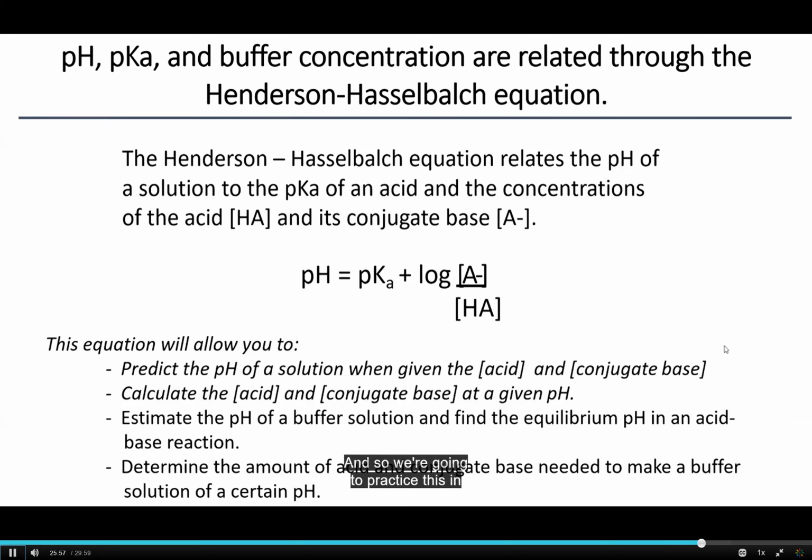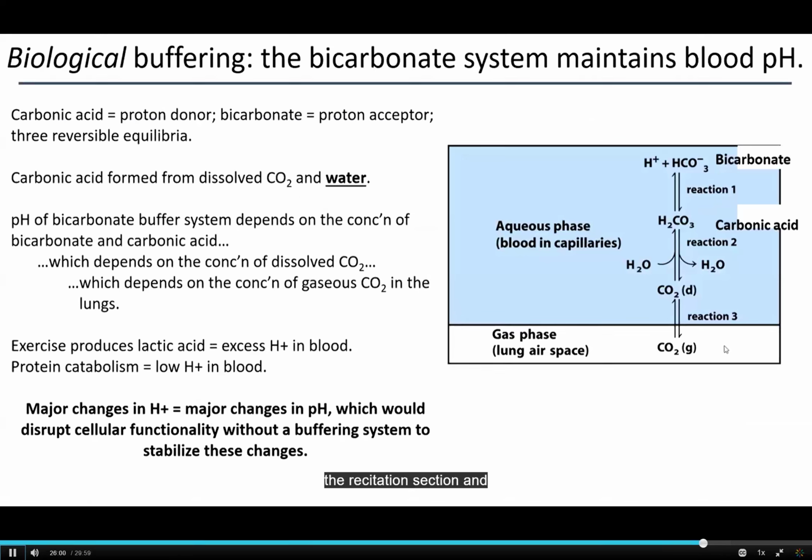And so we're going to practice this in the recitation section and relate it to different biological systems. And so let's talk about one biological system here, which is the bicarbonate buffering system that is in your bloodstream. Again, I mentioned as a byproduct of cellular respiration, you create a lot of hydrogen ions. You also create a lot of carbon dioxide as a byproduct of cellular respiration. And so in our bloodstream, we have molecules of bicarbonate. And bicarbonate is the buffer of our blood.